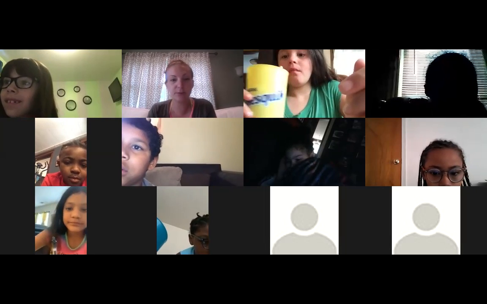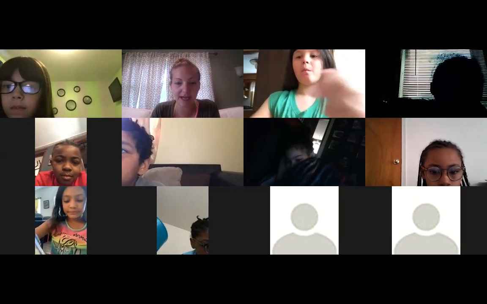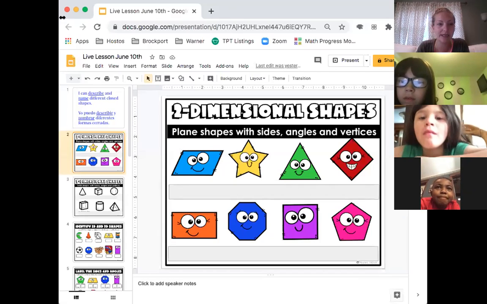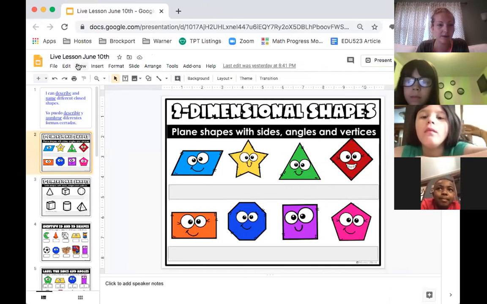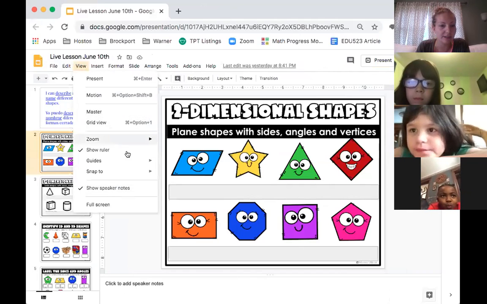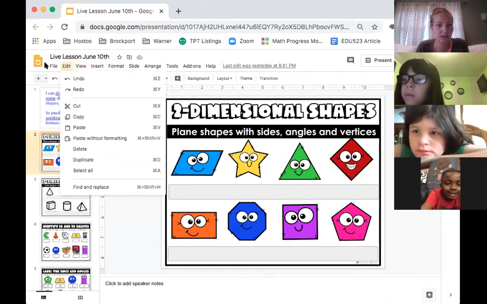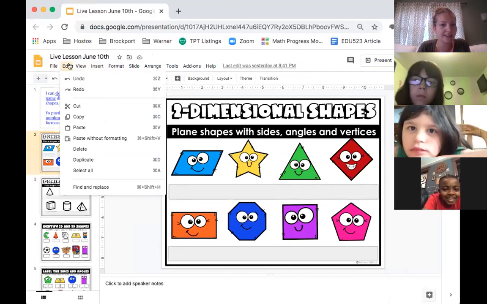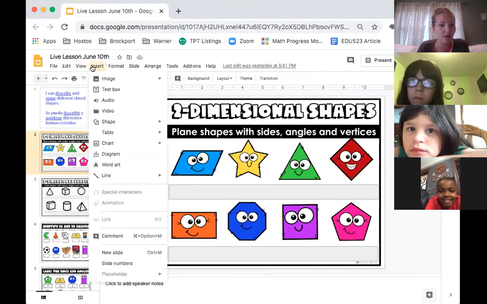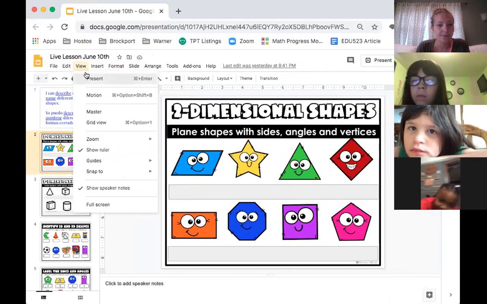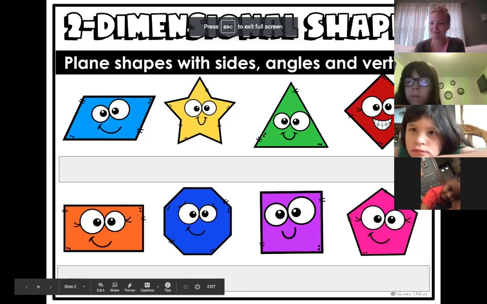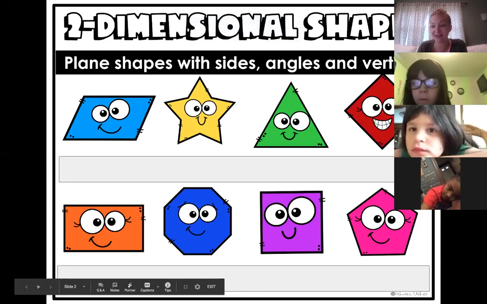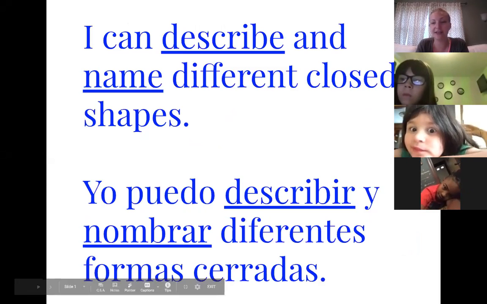We're going to just get started with our main topic for the day. And then we'll definitely have a chance at the end to say hi to everybody again. So let's see if I can remember how to make it look like a slideshow. We are going to work a little bit with shapes today. We haven't done any shapes in second grade yet, so this is kind of exciting.